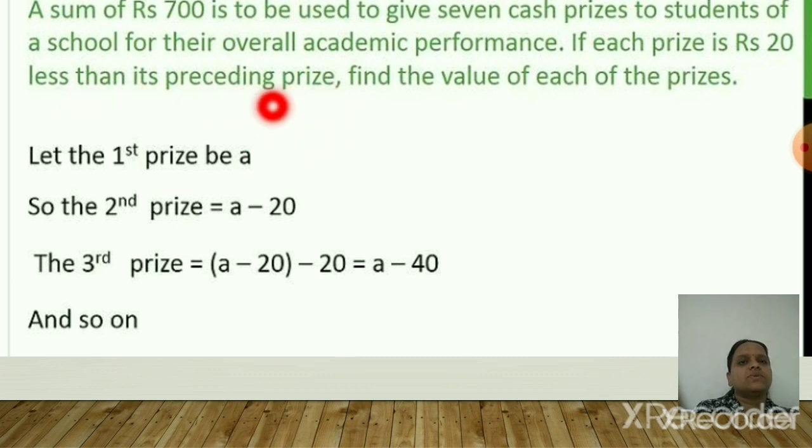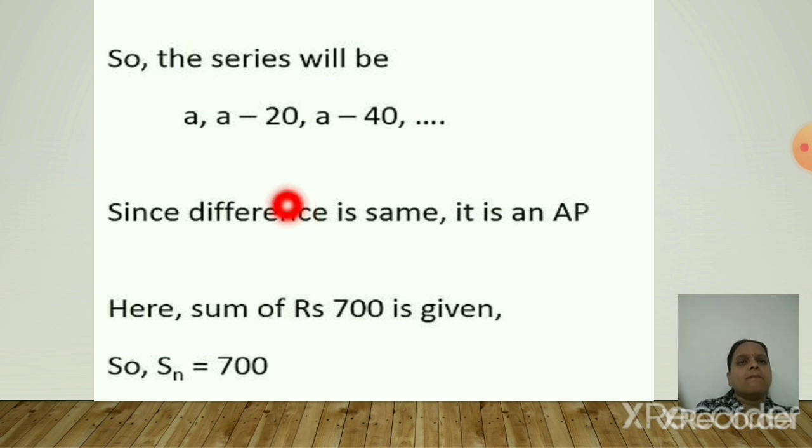So if the first person gets the first prize of A rupees, then the second will get 20 rupees less. The third one will get 20 and 20, 40 rupees less, and so on. Let us see the solution. Let the first prize be A. So the second prize equals A minus 20, 20 rupees less than the preceding. The third prize will be A minus 20 minus 20, which becomes A minus 40, and so on. So we get the sequence A, A minus 20, A minus 40, and so on. Since the difference is the same, it is an AP.